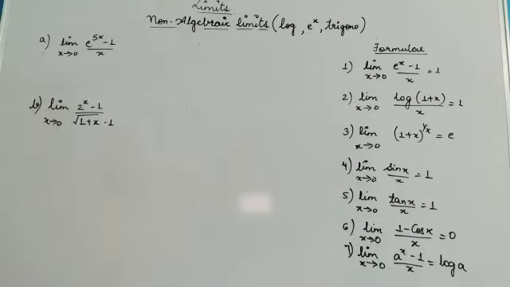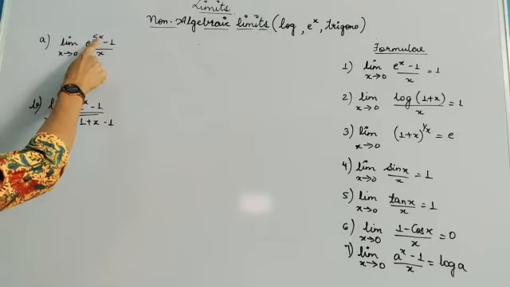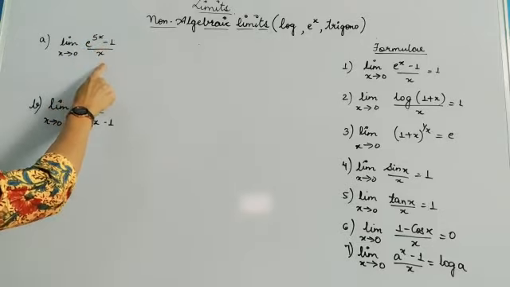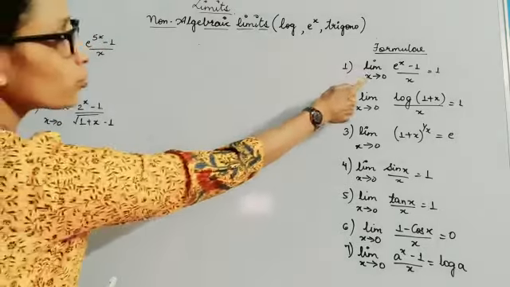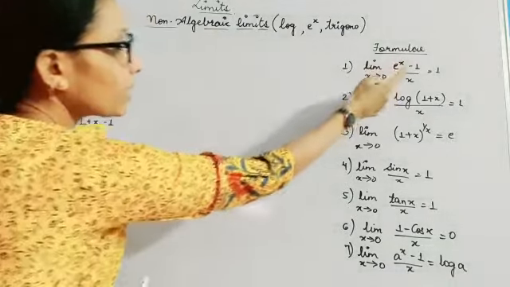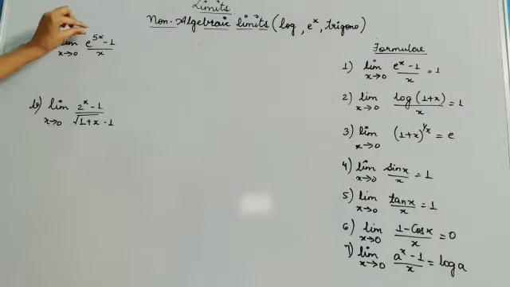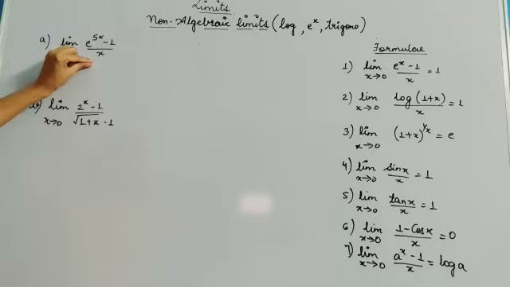Here the first question is given to you as limit x tends to 0, e raised to power 5x minus 1 whole upon x. That means I need to use my first formula, but whatever is your power of e should be there in the denominator. Here you are getting the power of e as 5x. That means 5x should be there in the denominator, which is missing. That means 5 is missing.